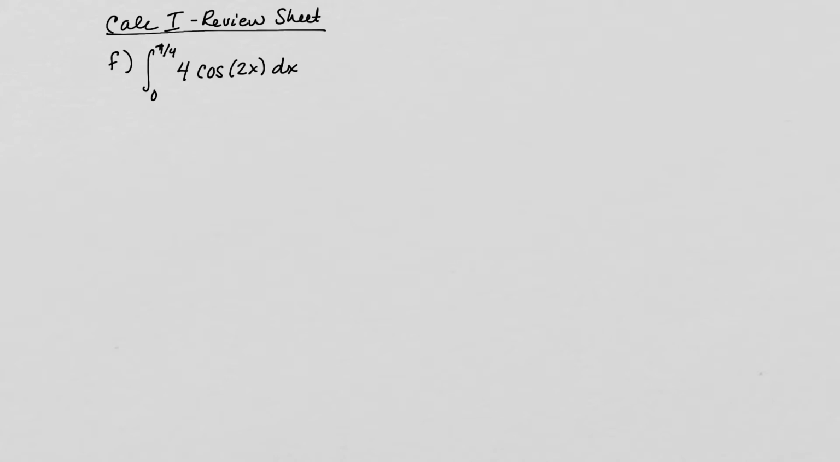So if you look at this, we have an inside function. It's this 2x. So if I did the U-substitution, I would let u be equal to 2x, which means du is going to be 2dx. Does that make sense so far?